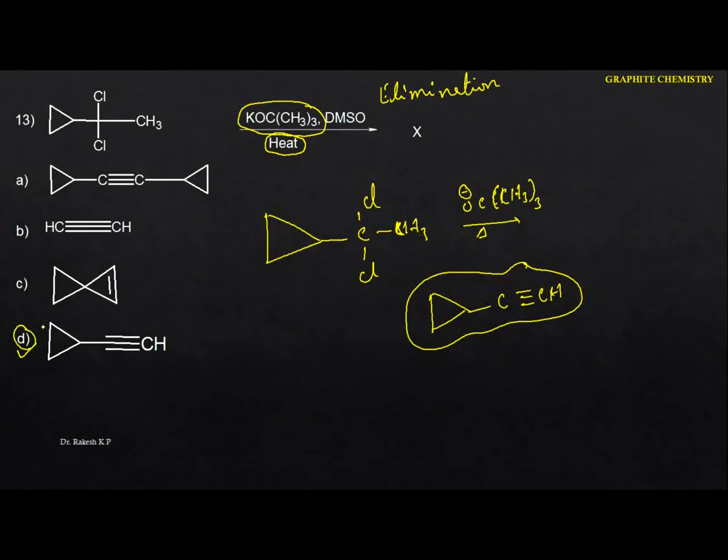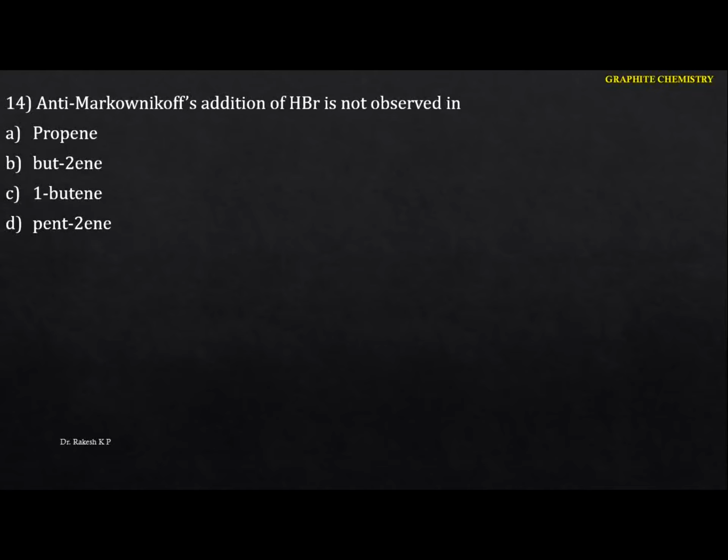Okay, so next one. Now see the 14th question here. Anti-Markovnikov's addition of HBr is not observed in... Okay, see this one here. They're given propene, 2-butene, 1-butene, and also pent-2-ene. Let me write the structures of these alkenes here.